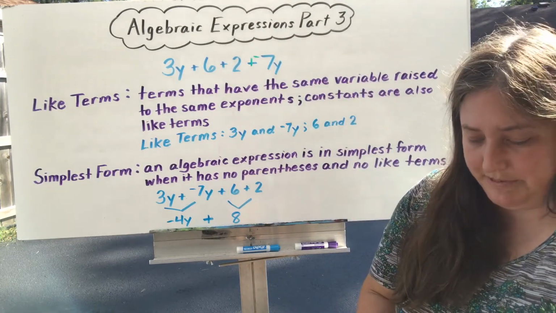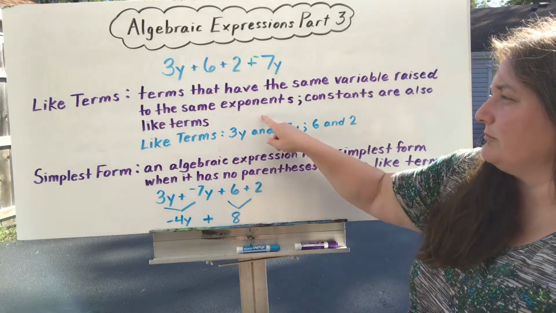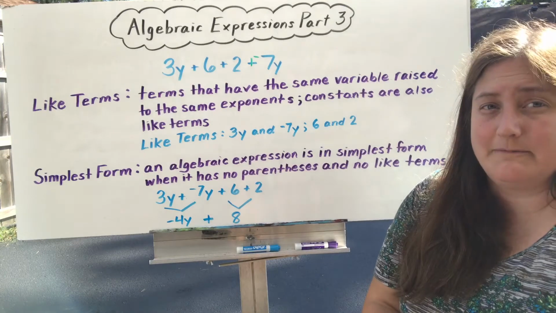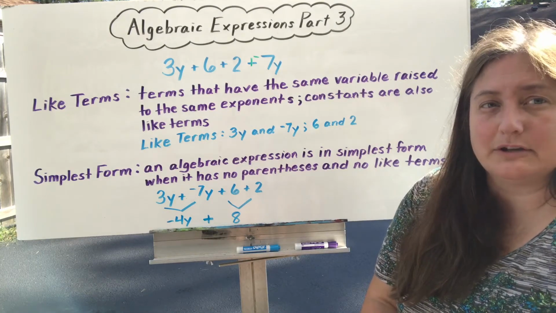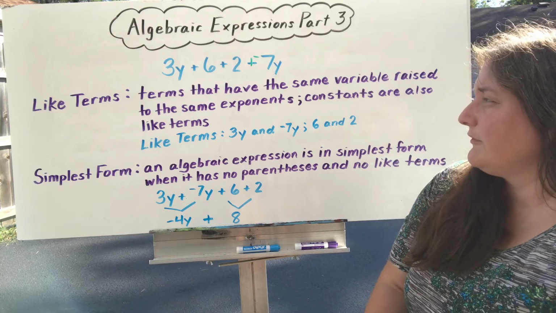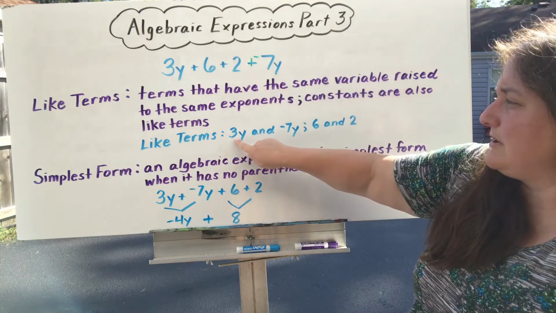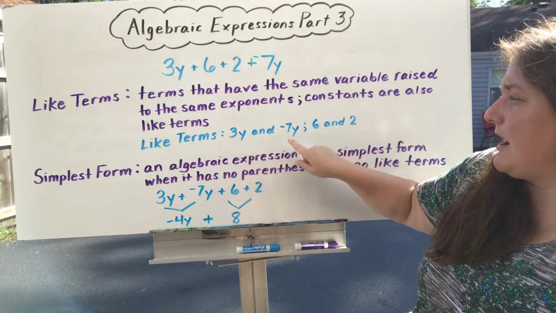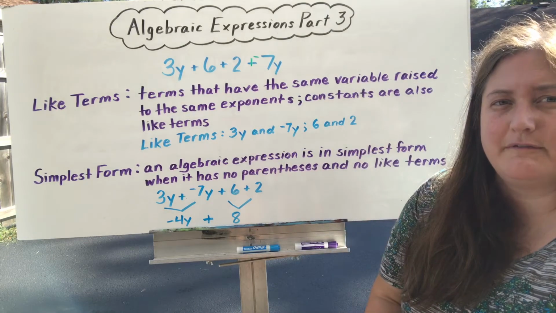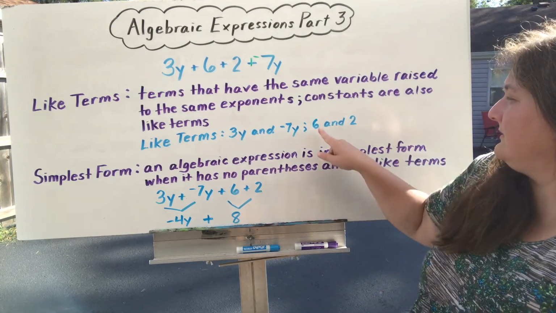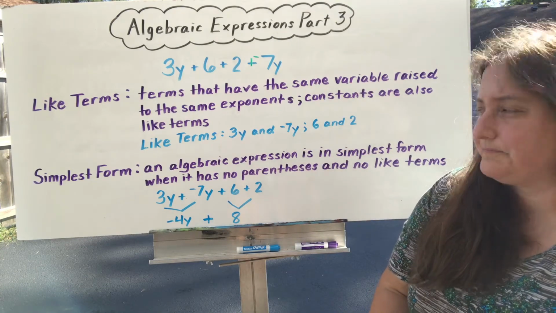Okay, so let's talk about a couple of things we're going to be identifying in today's expression. We're going to look for like terms. Like terms are terms that have the same variable to the same power. Constants are also like terms. So we're looking for things that are alike. In this expression, I see that the 3y and negative 7y both have a y, so that makes them like terms. They have the same variable. And then 6 and 2 are both constants, and they are like terms also.